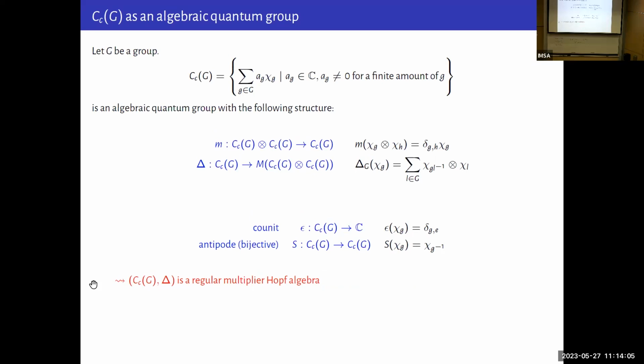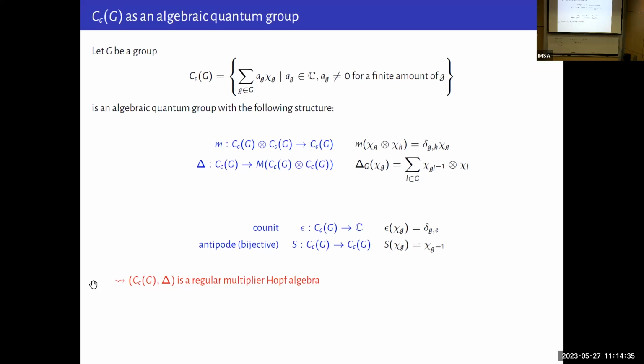This regular here means that the antipode takes values in the algebra and is a bijection. If we don't ask for regularity, we just get an antipode from the algebra to the multiplier algebra. But we work with regular multiplier Hopf algebras, so the antipode is actually a bijection. So this is the natural extension of the notion of Hopf algebra to the non-unital case.